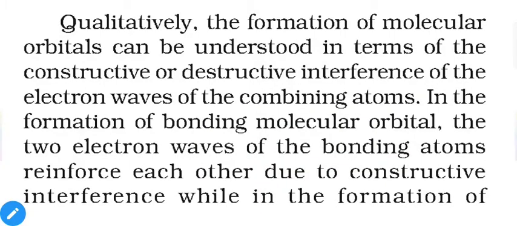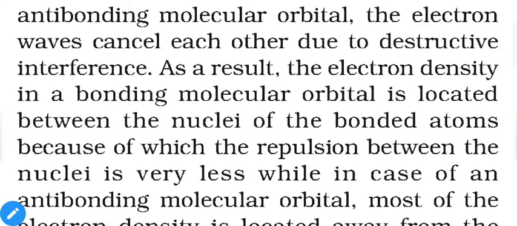Quantitatively, the formation of molecular orbitals can be understood in terms of the constructive and destructive interference of the electron waves of the combining atoms. In the formation of bonding molecular orbitals, the two electron waves of the bonding atoms reinforce each other due to constructive interference, while in the formation of anti-bonding molecular orbitals, the electron waves cancel each other due to destructive interference. Now, what do these terms mean?